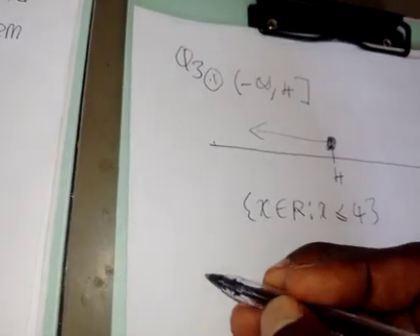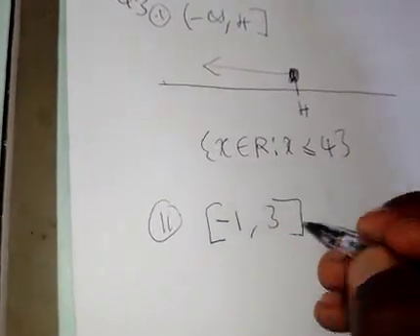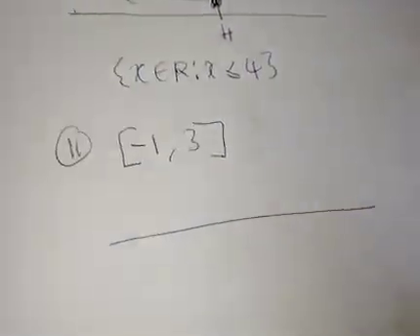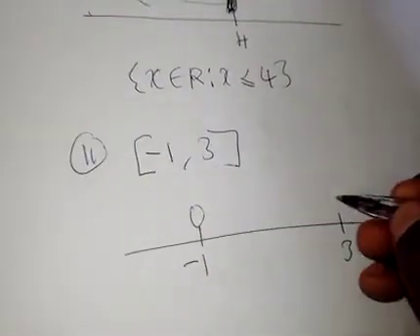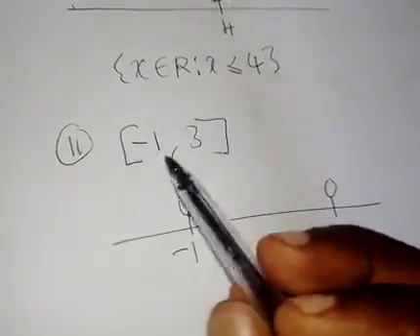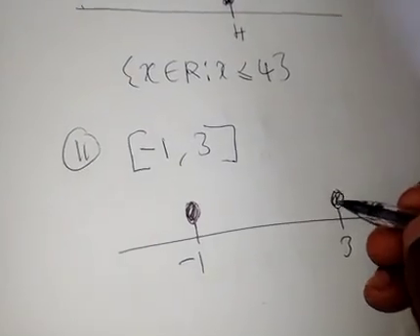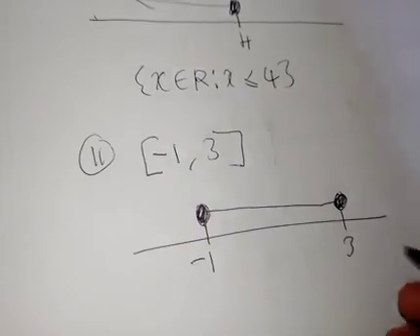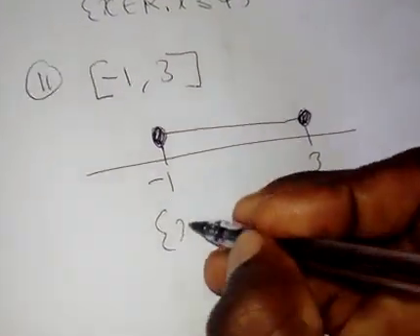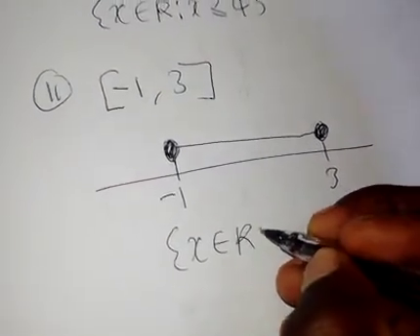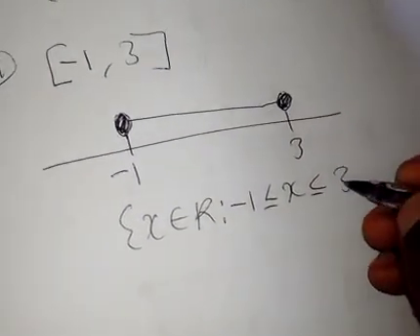Then the second one which we are showing is simply negative 1 to 3. We are showing this on a number line. So do that. Then negative 1 can be there, 3 this side, on top. If you check, we have used this square bracket, so shade, even 3, shade, just join them like that. So that's it. Then using set builder notation, it will be x member of R such that negative 1 less than or equal to x less than or equal to 3.